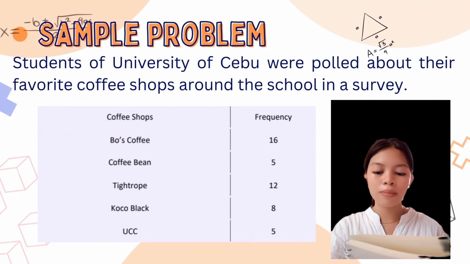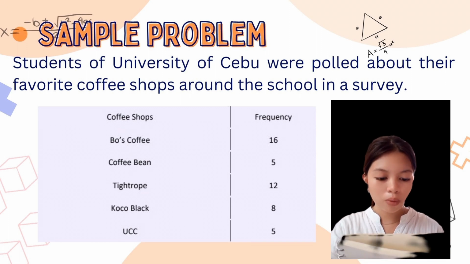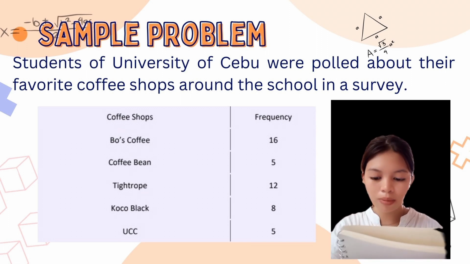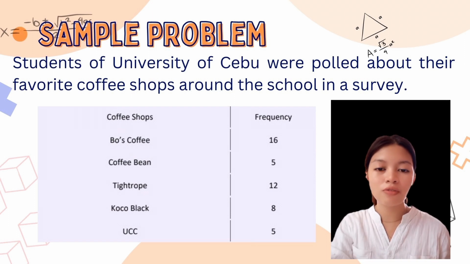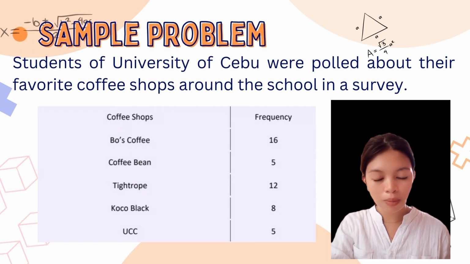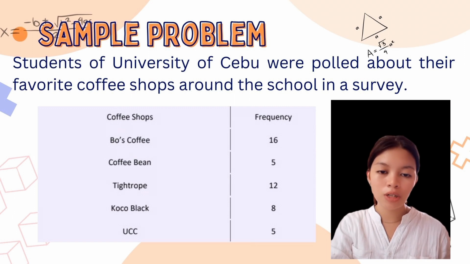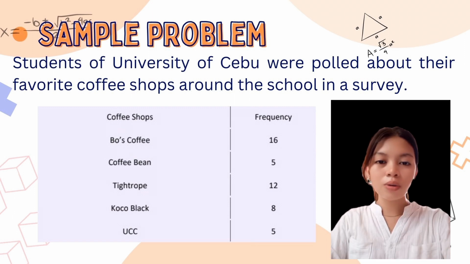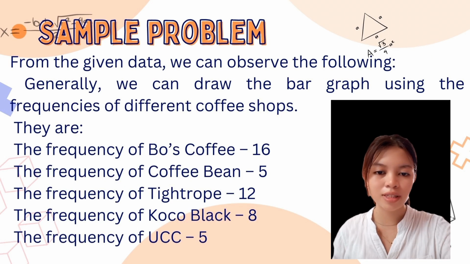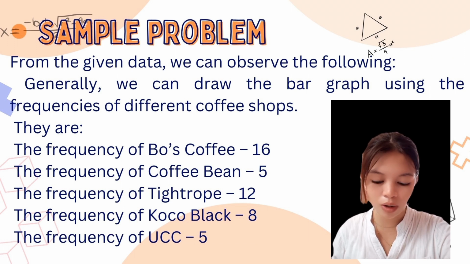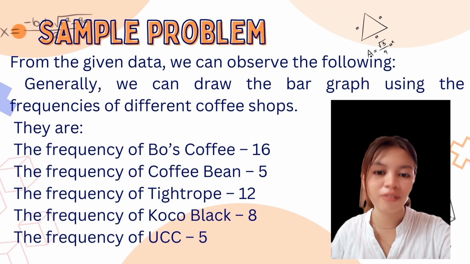So, in the sample problem, students of University of Cebu were polled about their favorite coffee shop around the school in a survey. In the survey, we used frequency of visits to know how many students will dine in a certain coffee shop, and also to know what are the common coffee shops around the university. So here we can see the sample results we collected from the students. Here we can see the frequency of visits. Let's start with Bo's Coffee. We collected 16, and Coffee Bean have 5, Tightrope 12, and Coco Black 8, and lastly UCC have 5.